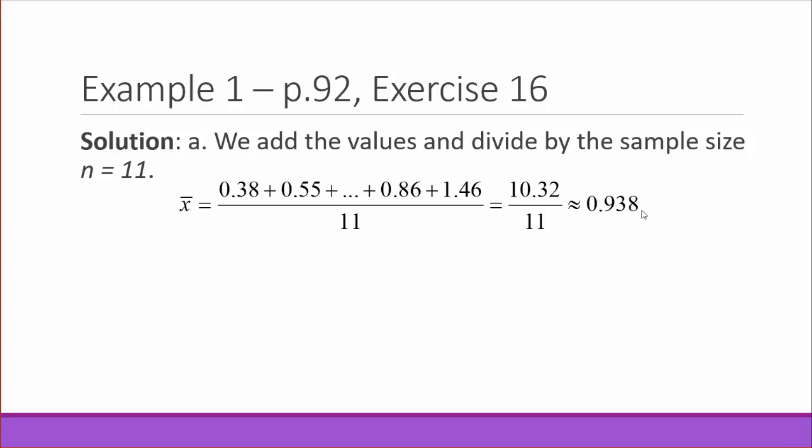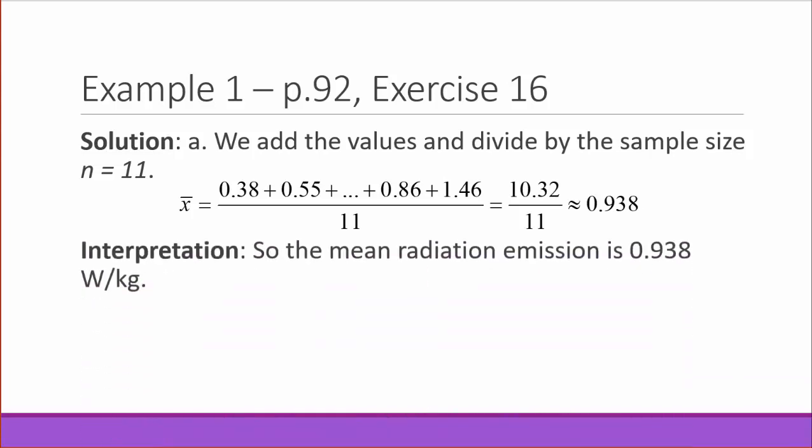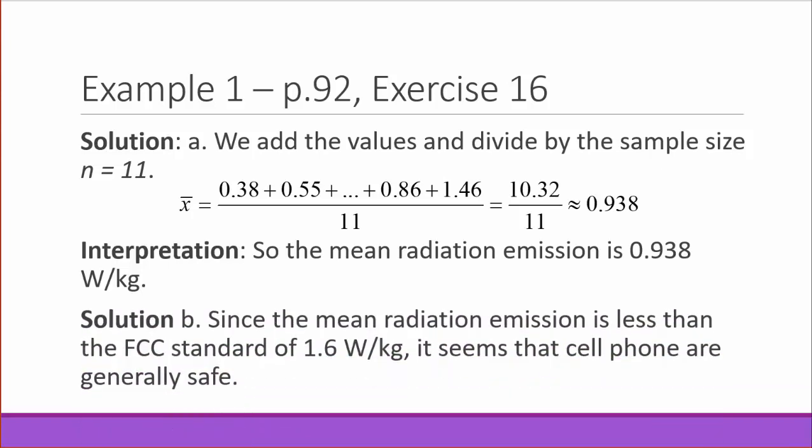All right, so let's interpret the answer here. The mean radiation emission is 0.938 watts per kilogram. And remember what the second question was. If the cell phones must emit less than 1.6 watts per kilogram, are cell phones generally safe? Well, notice here, this number that we have, the mean, is below 1 watt per kilogram. So we can say that since the mean of the radiation emission is less than the FCC standard, 1.6 watts per kilogram, it seems that cell phones are generally safe. We can say that by taking a look at that simple random sample.